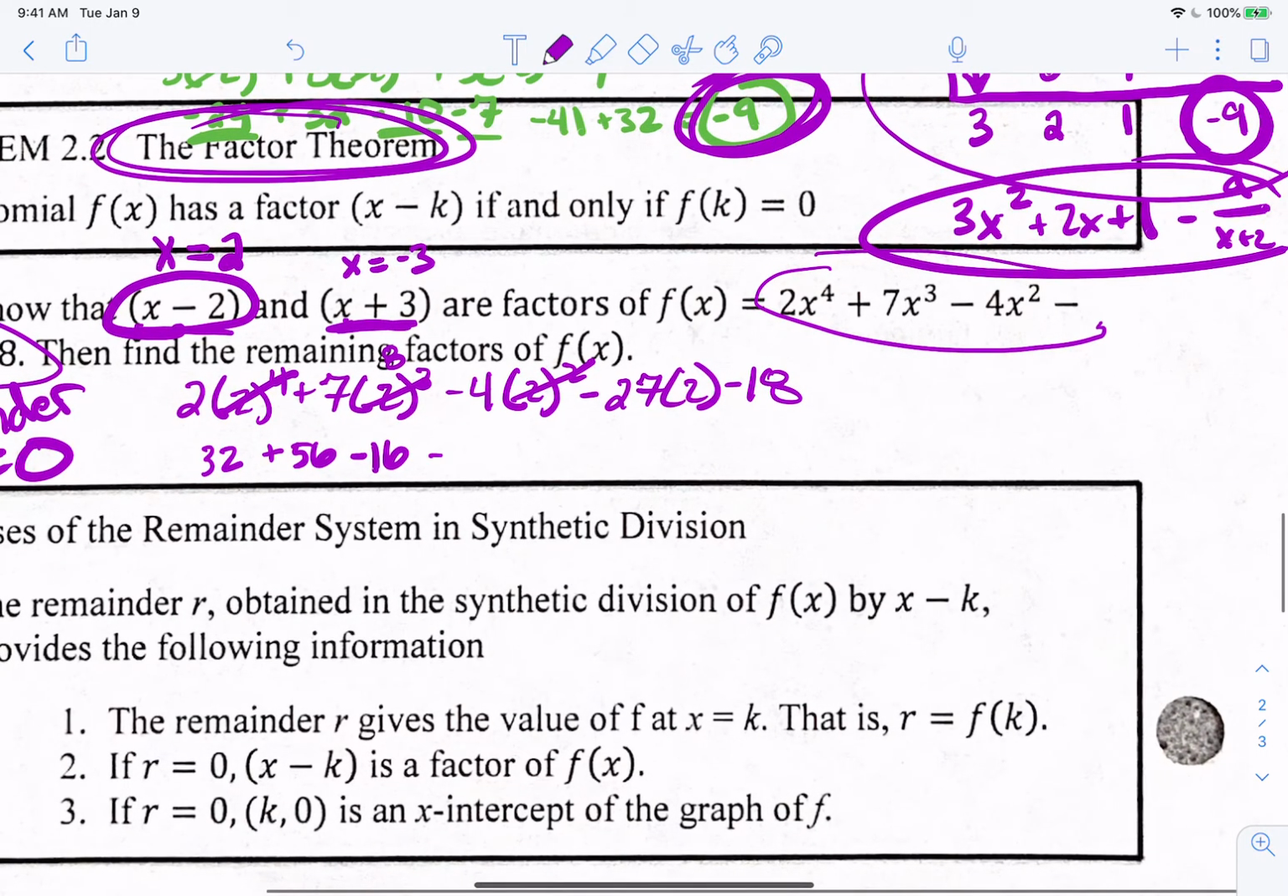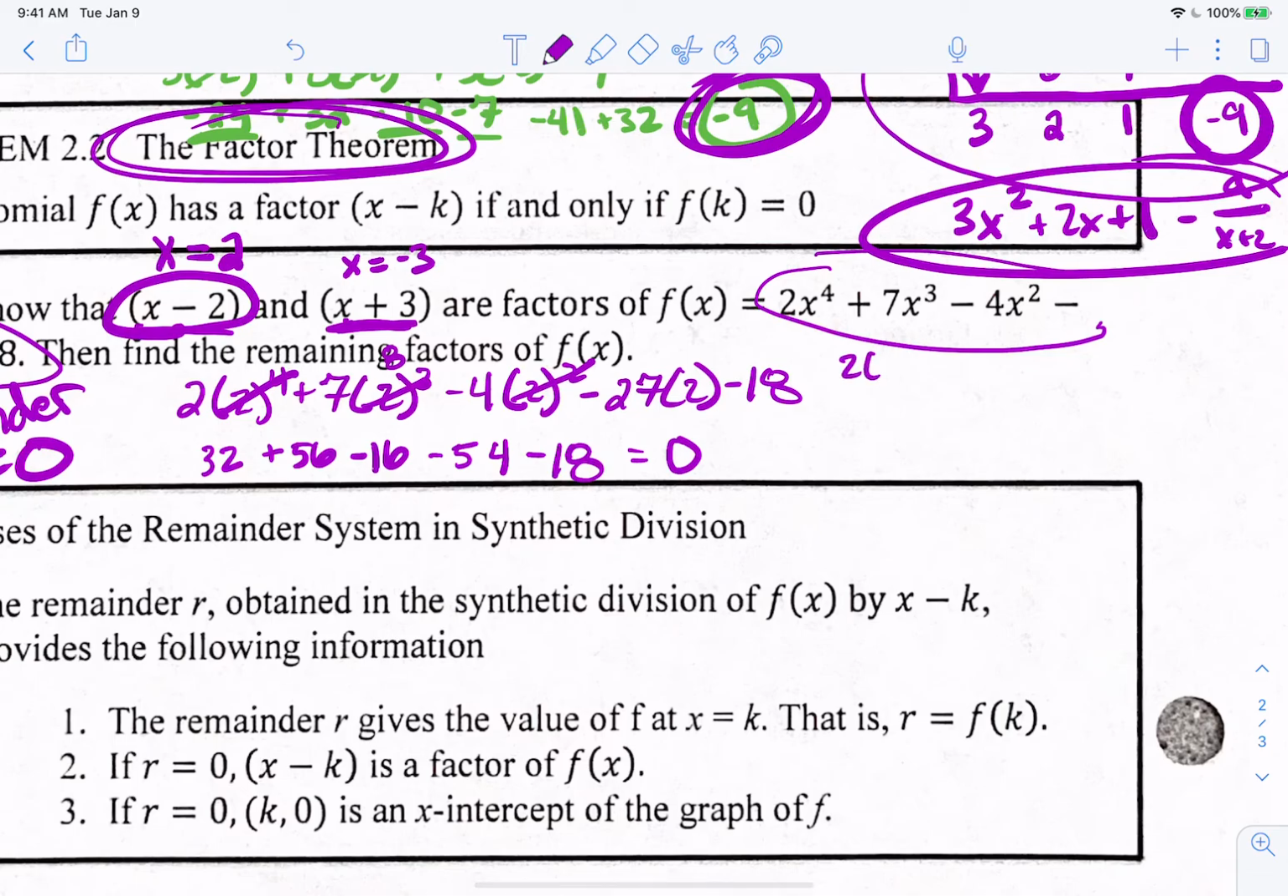Negative 27 times 2 is negative 54 minus 18. Does that come out to be 0? 32 plus 56 minus 16 minus 54 minus 18 is 0. Great. Now, does negative 3 do the same thing? If we plug negative 3 in, we'll find out. Let's plug negative 3 in.